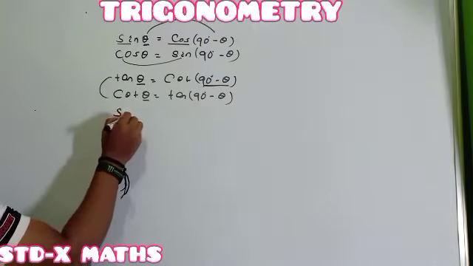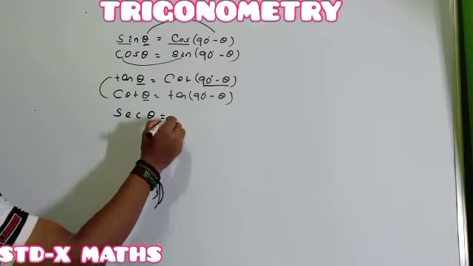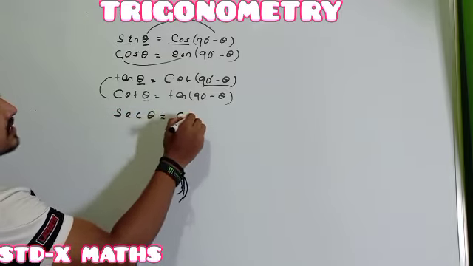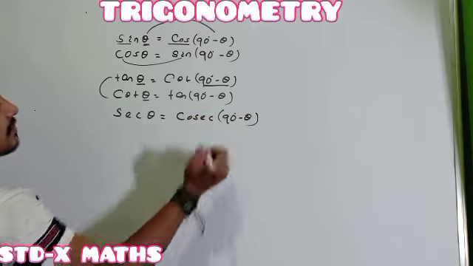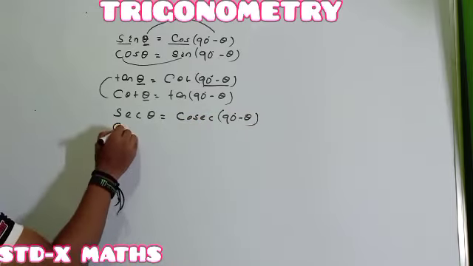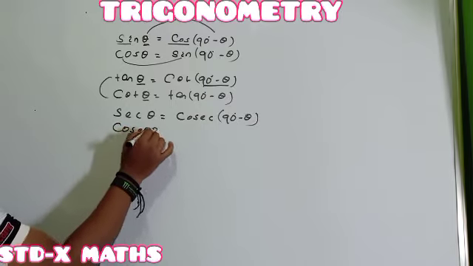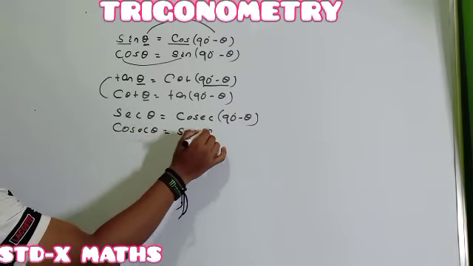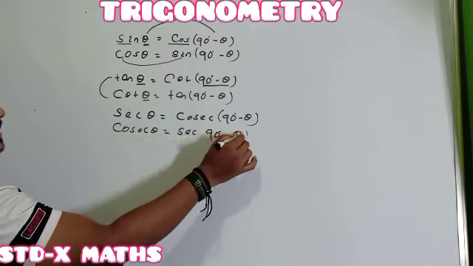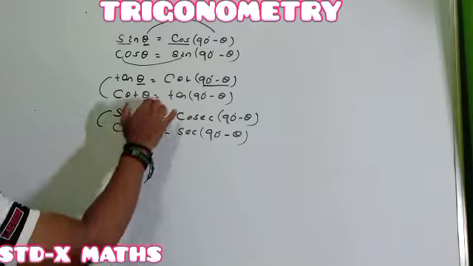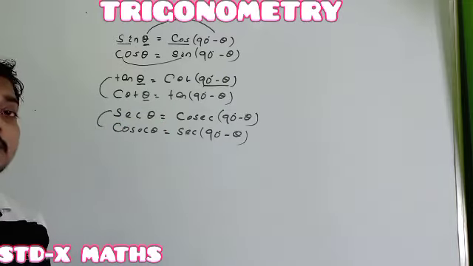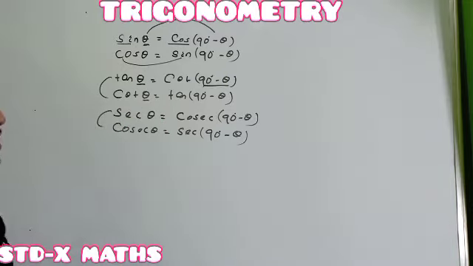In the same way sec and cosec are also interconvertible. Sec theta is the same as cosec of 90 degree minus theta. And cosec theta is also sec of 90 degree minus theta. Here sec and cosec are also interconvertible, but the condition is that theta should simultaneously be converted into its complementary angle. Understood? So from this the question may come just like this.